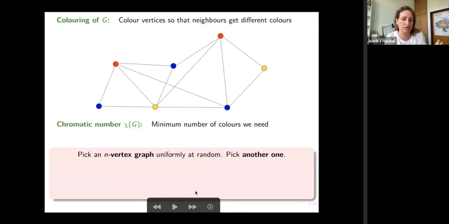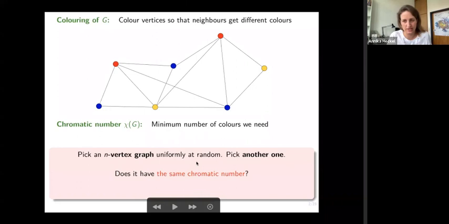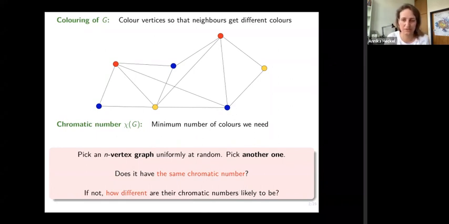Now, if we know the chromatic number of the first random graph, how well does that predict the chromatic number of the second random graph? Will it have the same chromatic number as the first random graph? Or if not, how different do we expect the chromatic numbers to be? How much does knowing the first help us in predicting the chromatic number of the next random graph?